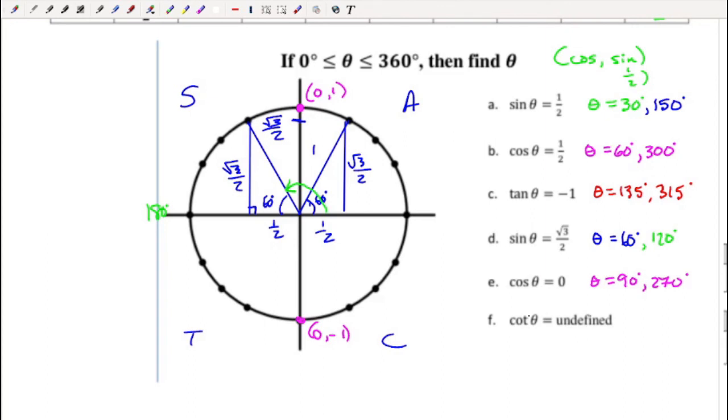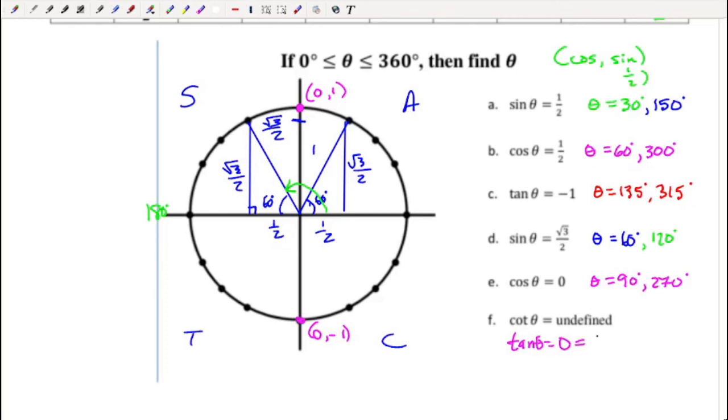Last one, where is cotangent theta undefined? Well, undefined means I'm going to be dividing by 0. So I'm looking at something like 1/0. And remember that this is flipped over from tangent. So actually, let's say where this would be where tangent theta is actually equal to 0. Because if I flip it over, then I'm going to get undefined.